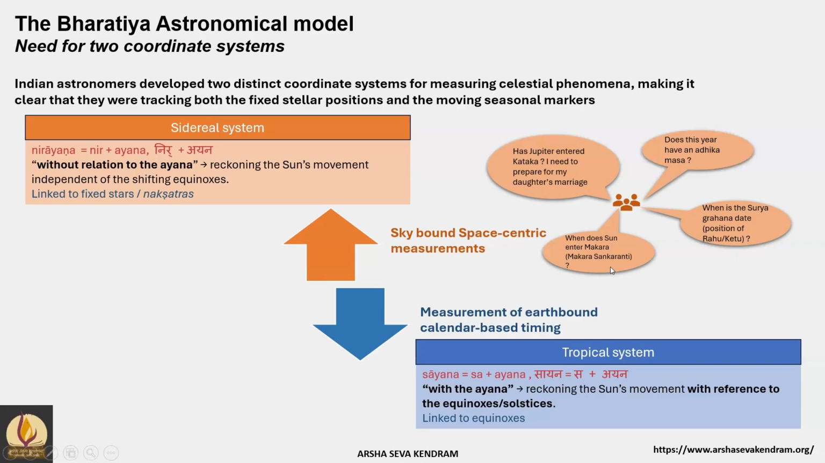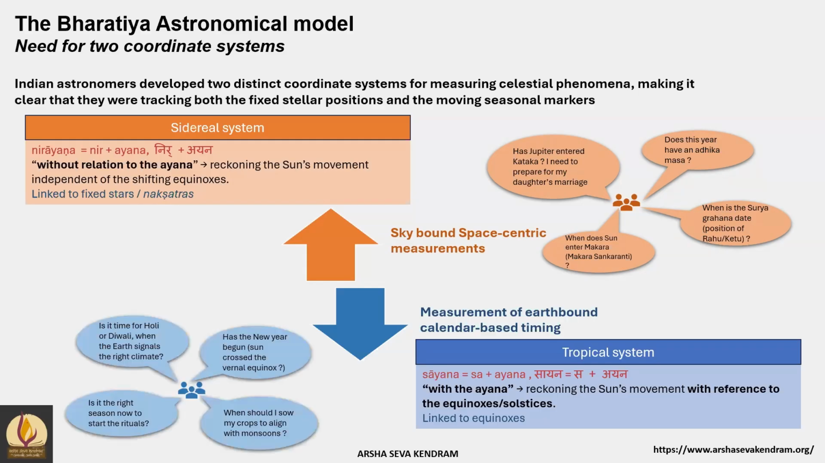Or when does the sun enter Makara, which we just saw. Or I want to track positions of Rahu Ketu, or the dates of Grahanas. For such matters, they used the Nirayana system. And interestingly, today in all our panchangas, the astrological software, and for all astrological purposes, we use the Nirayana because we want to track the movement of these planets against the backdrop of the stars, right?